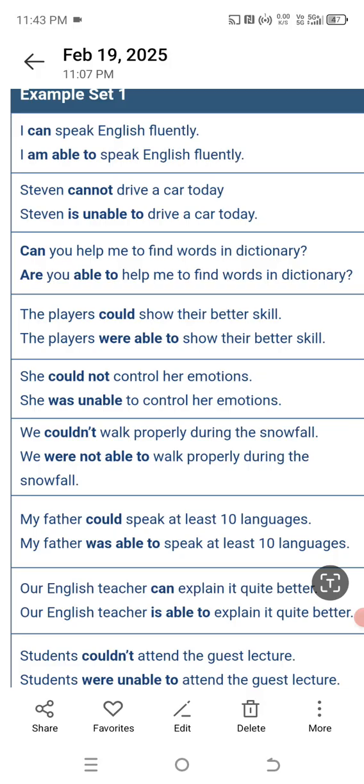Steven cannot drive a car today. Here in this sentence, cannot came, means Steven cannot drive a car today.